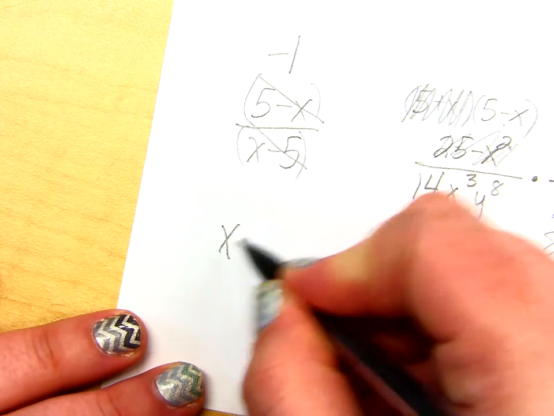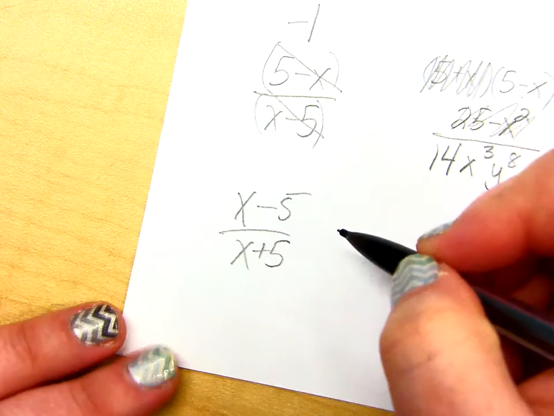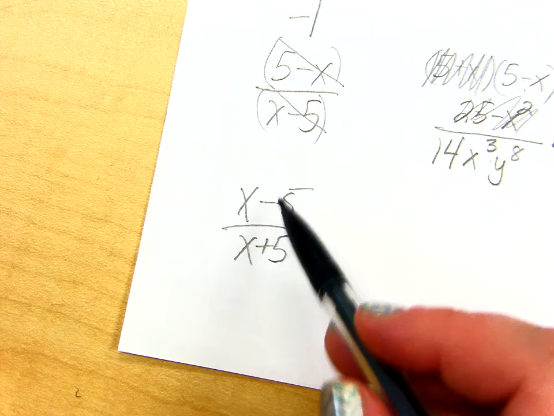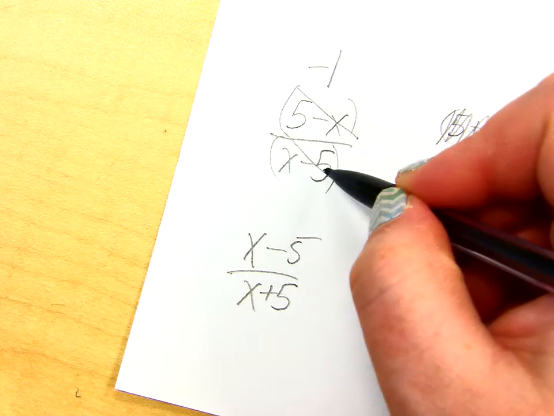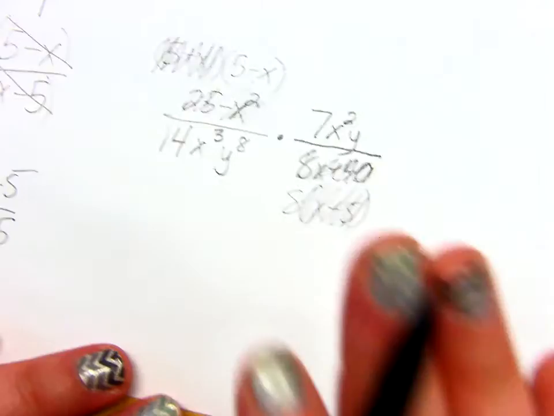Here's what you can't cancel ever. These two will never be the same. An x minus 5 and x plus 5. They're not the same. They're not going to be. You can't cancel them out and leave a -1. It doesn't work that way. That is as far as you can go. But if you had 5 minus x and x minus 5, yes, you can cancel them, but you have to leave behind a -1.